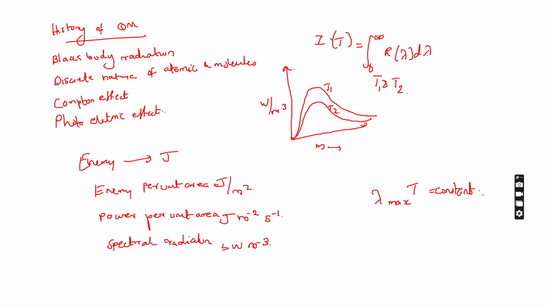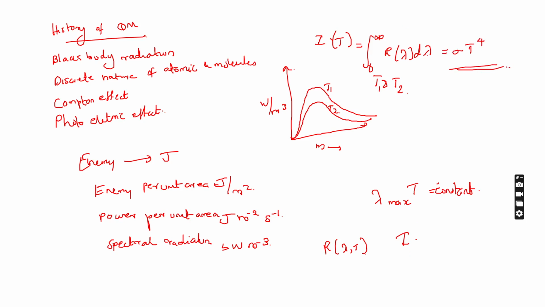What is spectral radiance? Spectral radiance, which you can denote by R of lambda comma T, depends on wavelength and temperature, and is defined such that R of lambda d lambda is the power per unit area whose wavelength lies between lambda and lambda plus d lambda. So the intensity we can measure by the integral of R of lambda d lambda, that will be sigma T to the power 4.